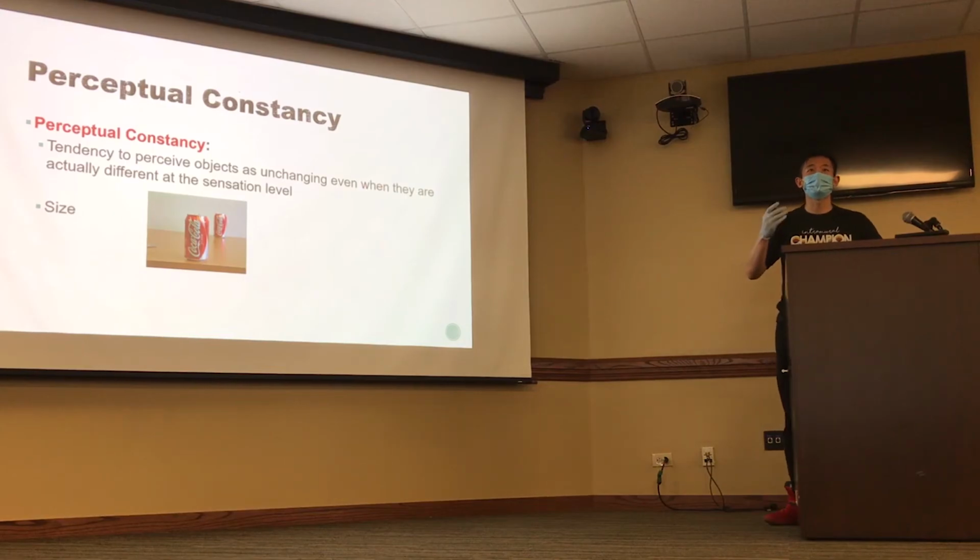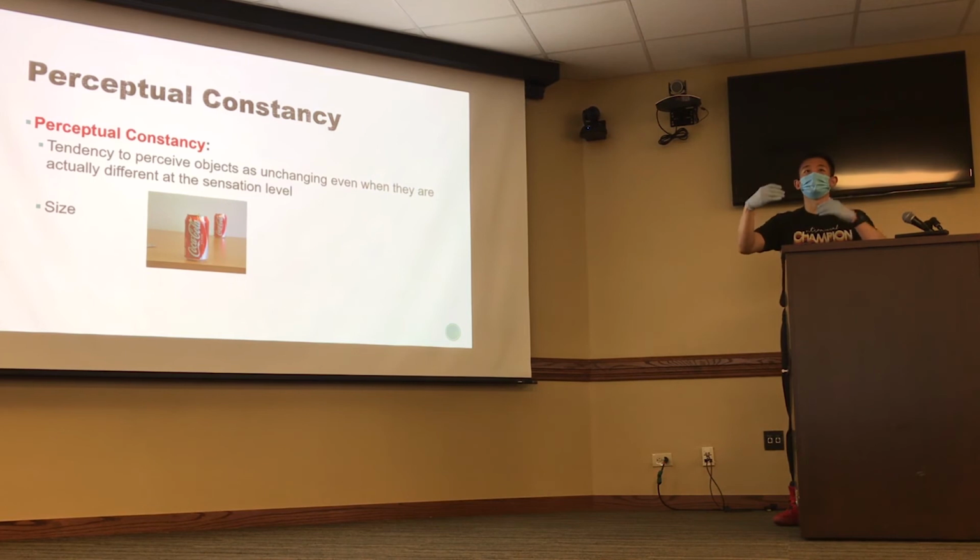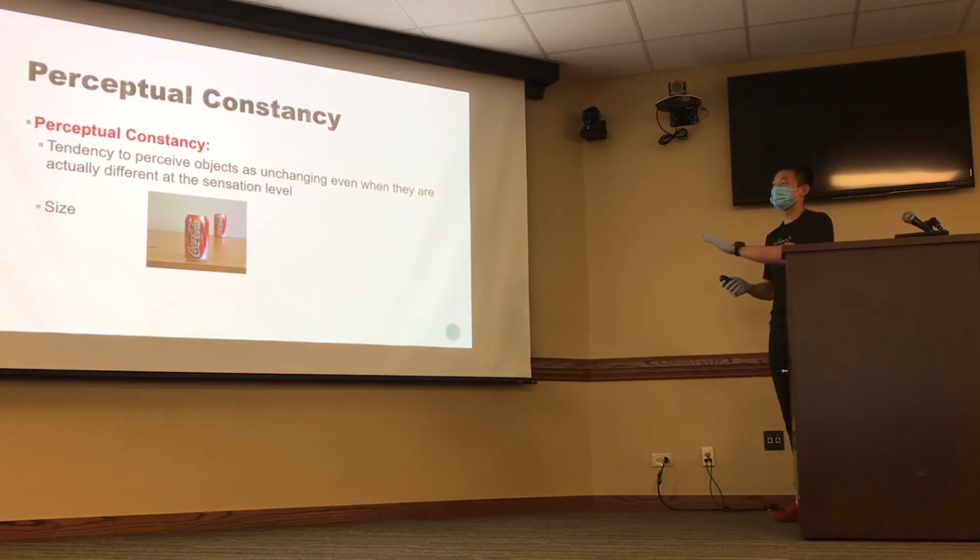So right now I see you guys in the front row larger than you guys in the back rows. And I know it's not like they're really bigger than you guys. It's just because they're closer, right? For example, if you in the back walk towards me, you're not becoming larger. It's the same, it's just the distance, okay? So that's perceptual constancy.